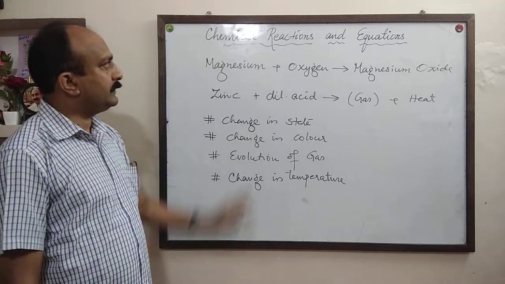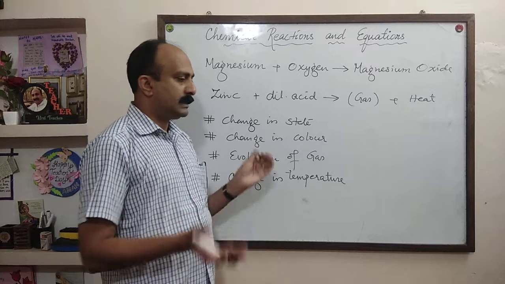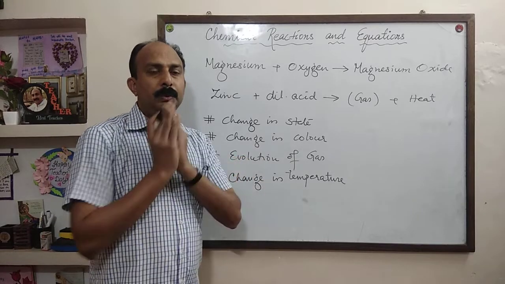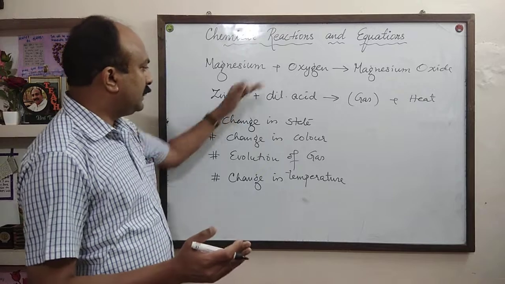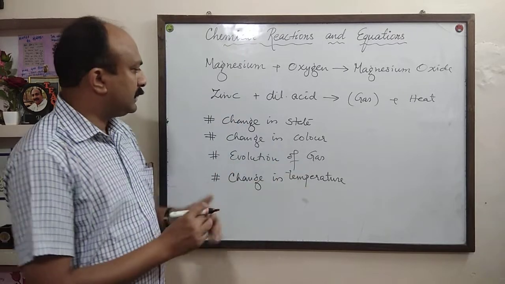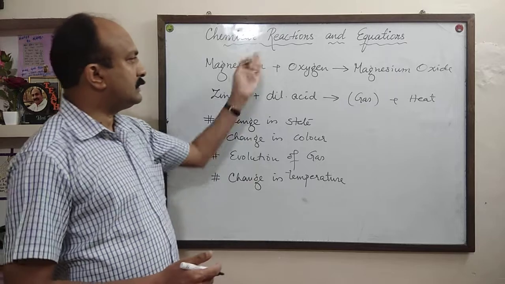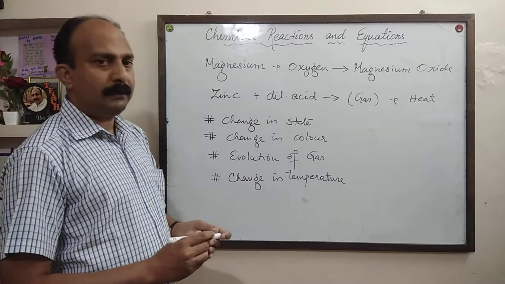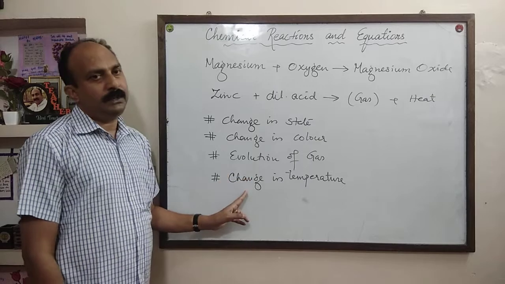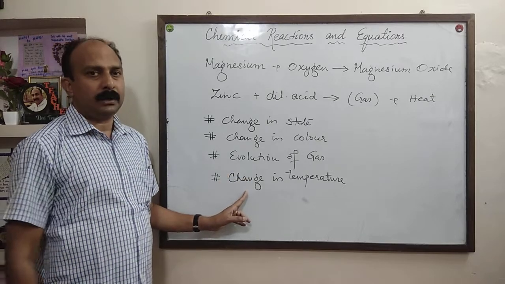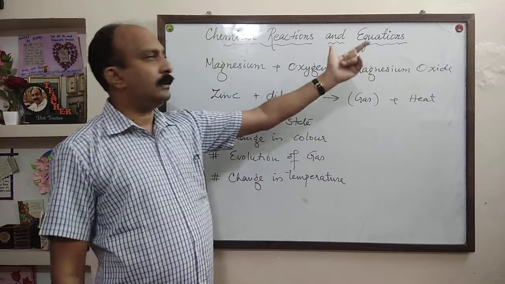This is the first part of the chapter: what is a chemical reaction? When two substances combine together, a new substance will be formed. When that new substance is formed, in that entire process, you can see any one of these four changes. So we have explained three examples, and in all three examples, you might have seen any one of these four things occur. Now I am coming to the next part of the chapter.